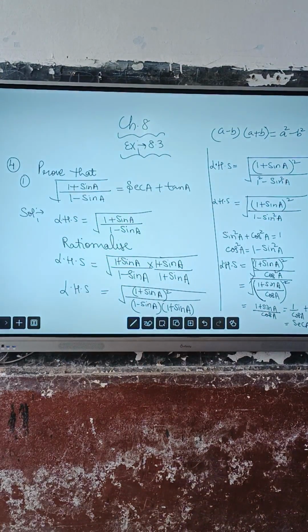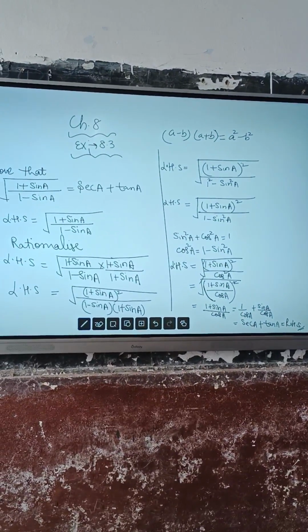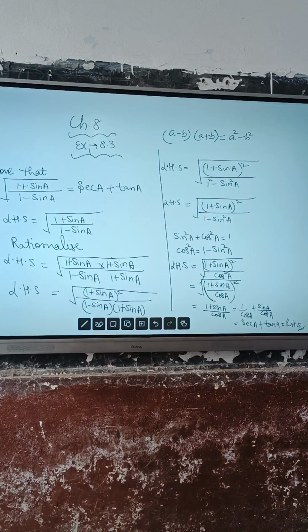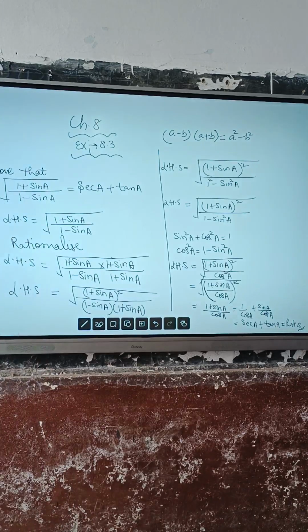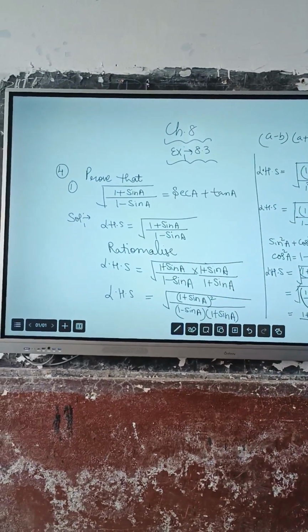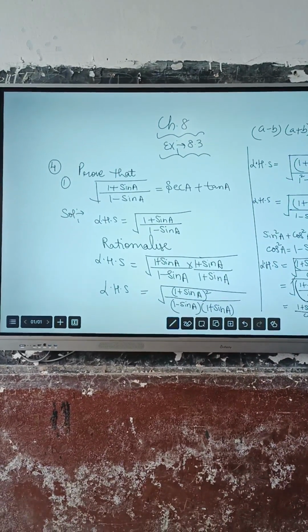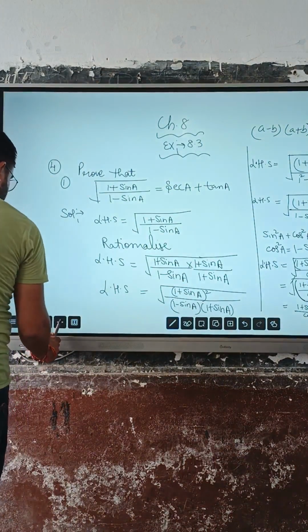By taking the left hand side as the initial step, we have proved it is equal to the right hand side. So the question was: prove that under root 1 plus sin a divided by 1 minus sin a equals secant a plus tan a. Now I am going to solve a second question.